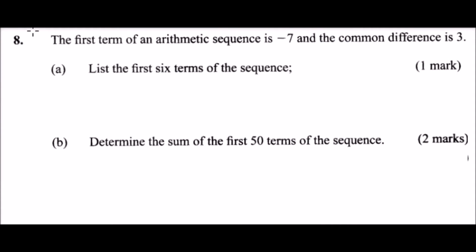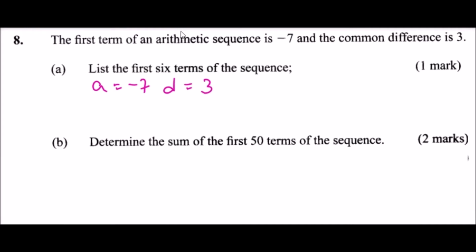Question number 8, we are told the first term of an arithmetic sequence is minus 7 and the common difference is 3. So we use a to represent the first term, minus 7, and we use d to represent the common difference, which is 3. List the first 6 terms of the sequence.